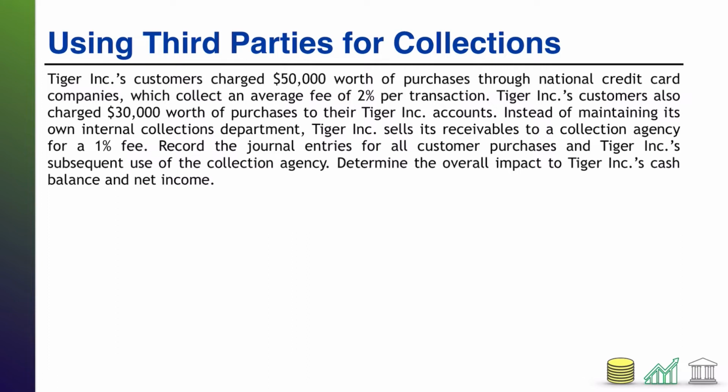All right, welcome back. So I am going to start with the national credit card purchases. Now, in the case of customers charging money through a credit card, as far as Tiger Inc. is concerned, that is the same as receiving cash, and specifically $50,000 worth of cash, or at least so it would appear on the surface, right? You're selling stuff to your customers, so sales revenue, $50,000. And if Tiger Inc. did everything themselves, this is what they would get to record, right? We received money, we have sales revenue of $50,000.